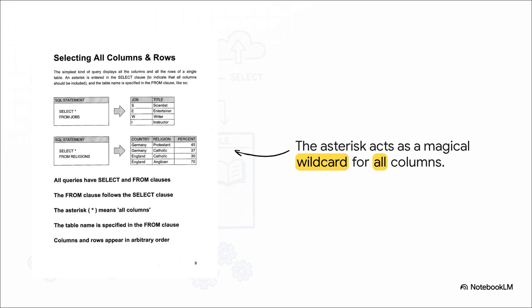If you write a query that says SELECT * FROM a table, that little asterisk acts like a magical wildcard. It literally translates to give me all the columns. With just 2 words and a tiny symbol, you can command the database to dump absolutely every single piece of data it has in that table right in front of you.